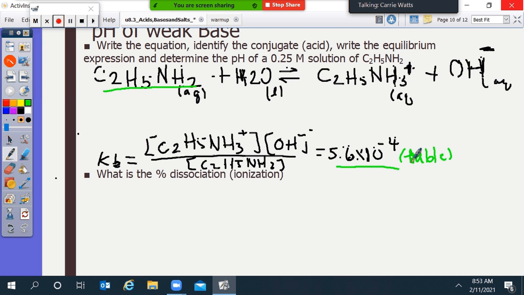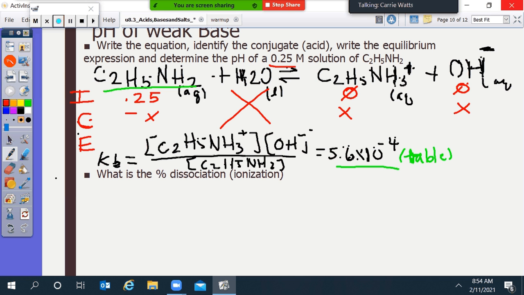Let's write our ICE table. The initial amount of the base is 0.25. That's given in the problem right here. We don't do the water, so I'm just going to cross out the whole thing. We start out with 0 products. The change is according to the stoichiometry, so this is going to be a minus x, this will be a plus x, and this will be a plus x. So we have 0.25 minus x, and x and x.